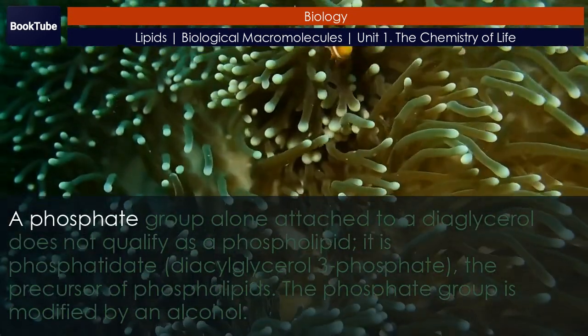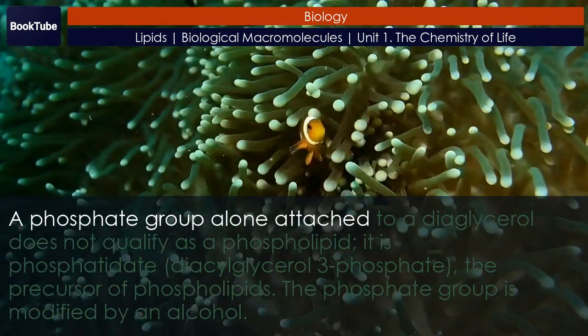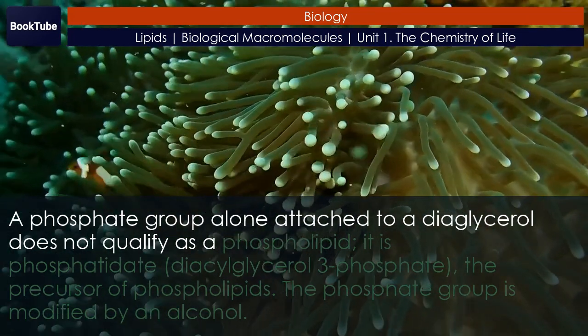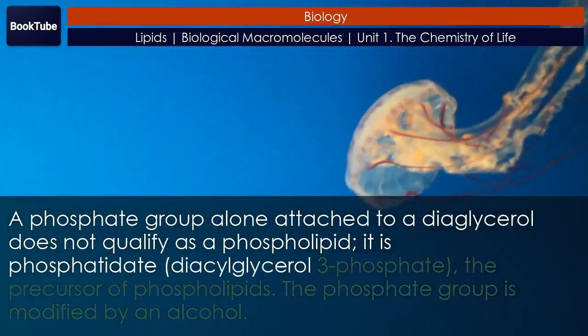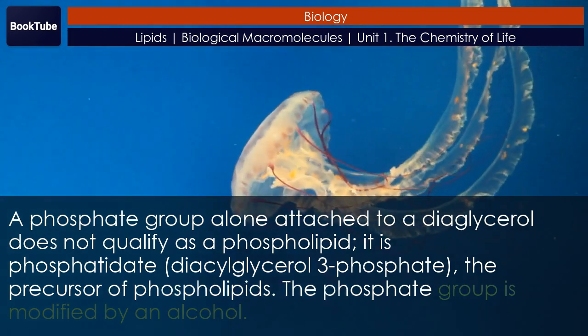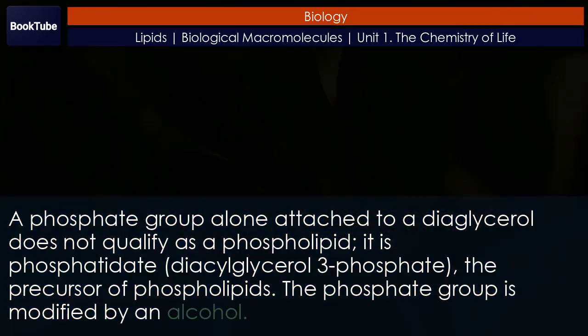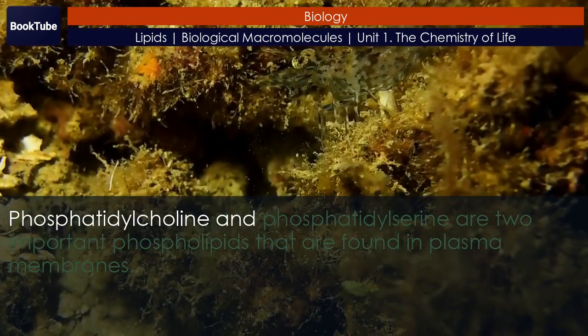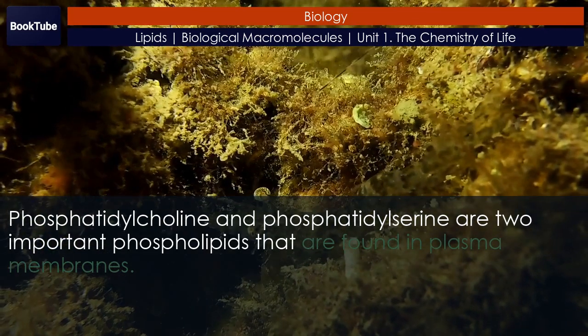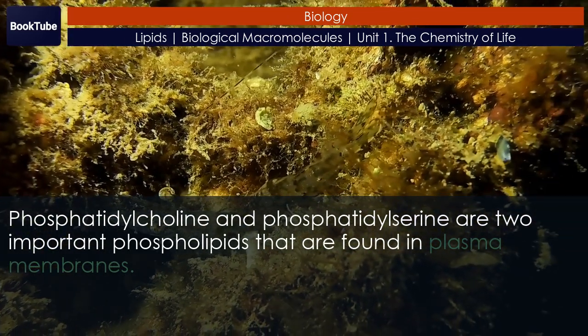A phosphate group alone attached to a diacylglycerol does not qualify as a phospholipid. It is phosphatidate, diacylglycerol 3-phosphate, the precursor of phospholipids. The phosphate group is modified by an alcohol. Phosphatidylcholine and phosphatidylserine are 2 important phospholipids that are found in plasma membranes.